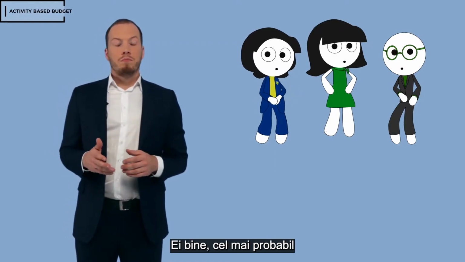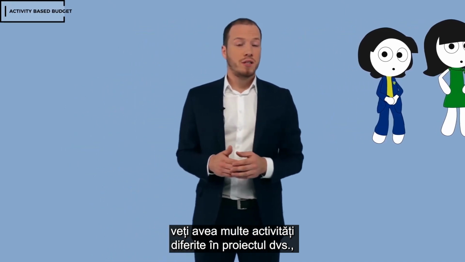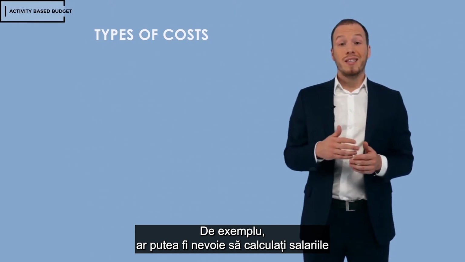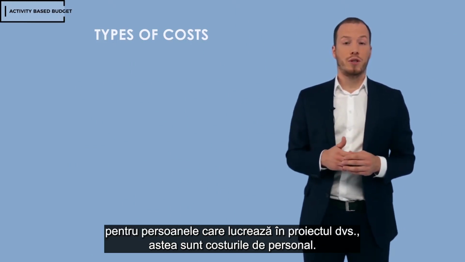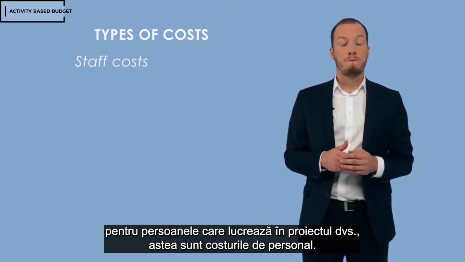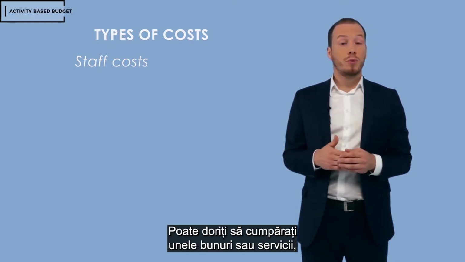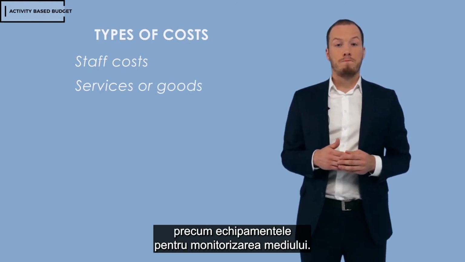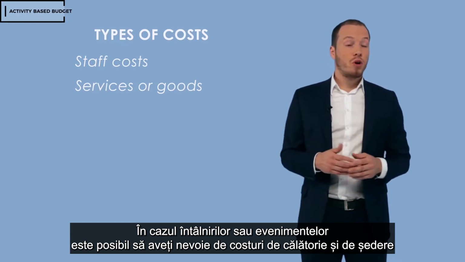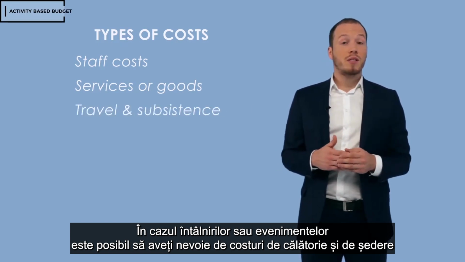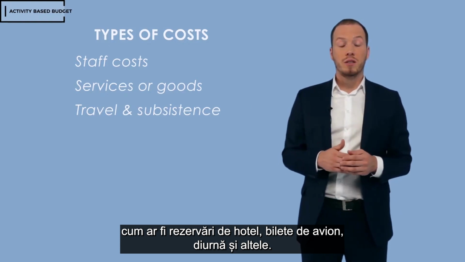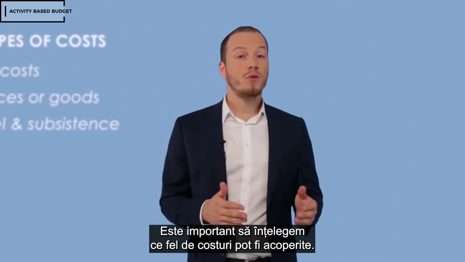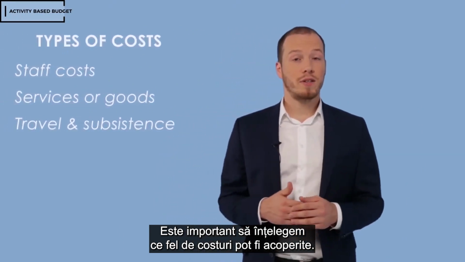Well, most likely you will have many different activities in your project. Thus, you will have many different costs. For example, you might need to calculate the salaries for people working in your project, thus the staff costs. You might also want to purchase some goods or services, such as equipment for environmental monitoring. In case of meetings or events, you might need travel and subsistence costs, such as hotel bookings, airplane tickets, per diems, and others. It is important to understand what kind of costs can be covered.